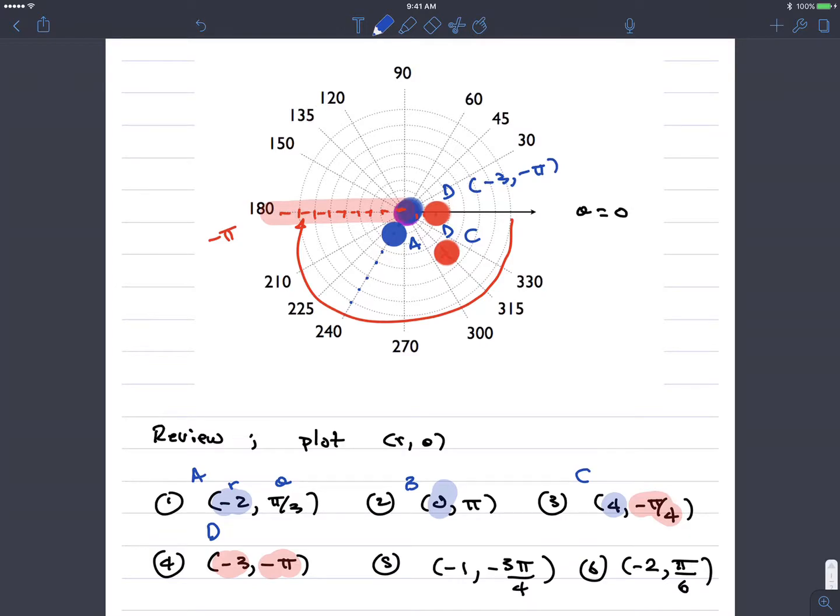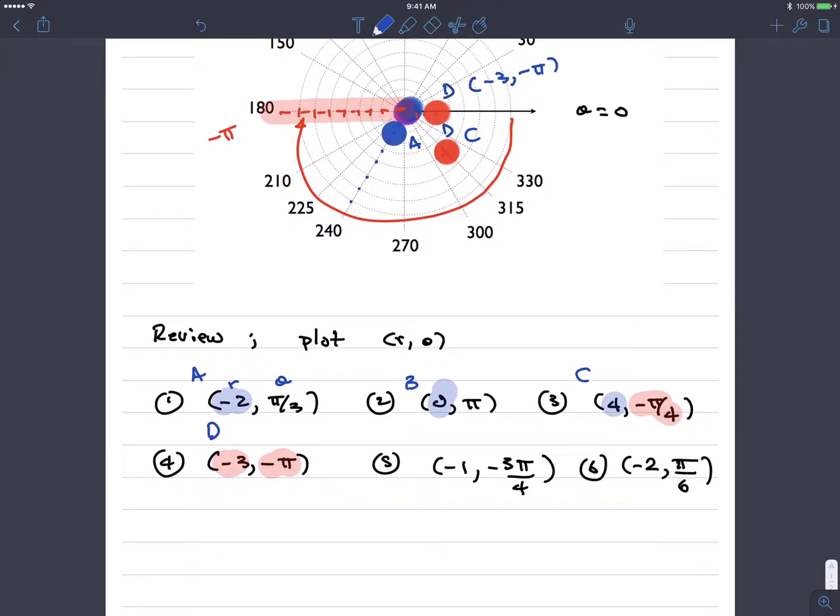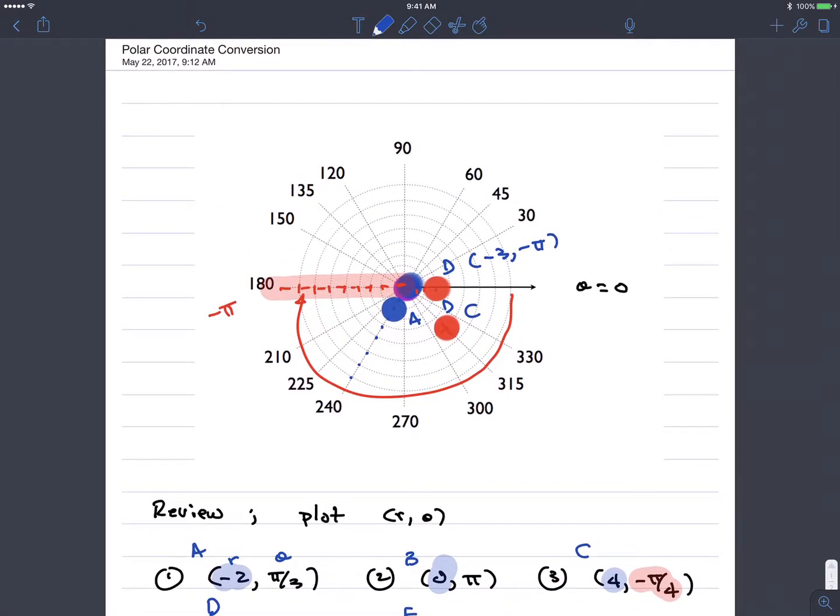Is that pretty good? Should I erase some of these, or is it starting to get a little hard to see? At least for me it is, so I might start to erase things. Let's look for E now. But before I do, make sure you have this. If not, just go rewind the video. And let's start to erase some of this stuff.